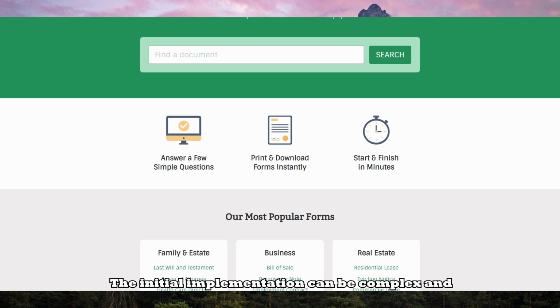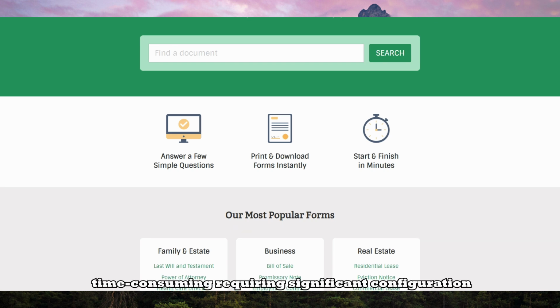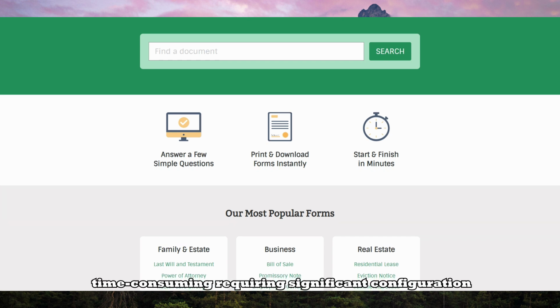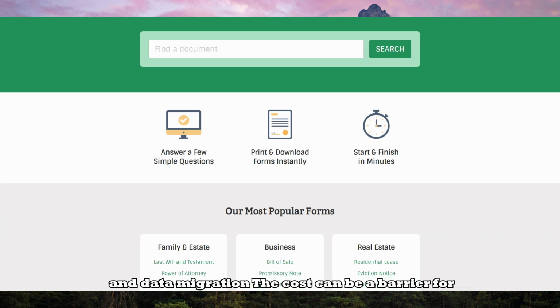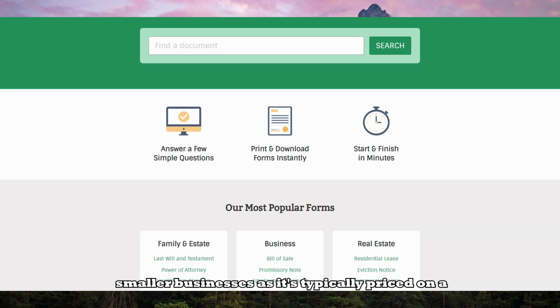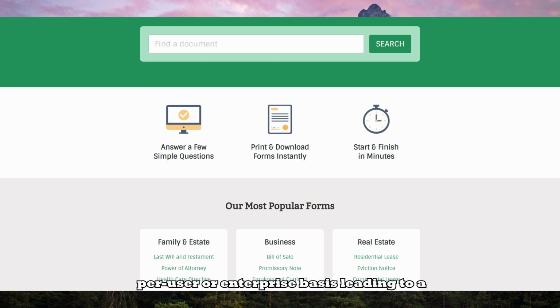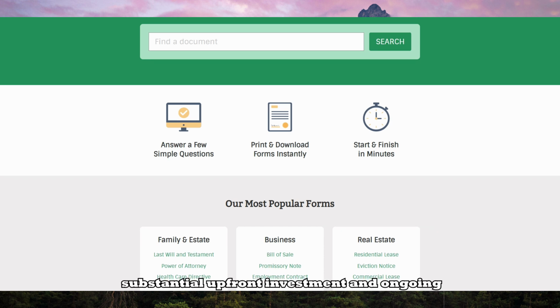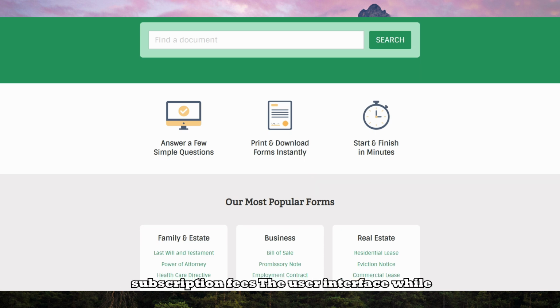The initial implementation can be complex and time-consuming, requiring significant configuration and data migration. The cost can be a barrier for smaller businesses, as it's typically priced on a per-user or enterprise basis, leading to a substantial upfront investment and ongoing subscription fees.